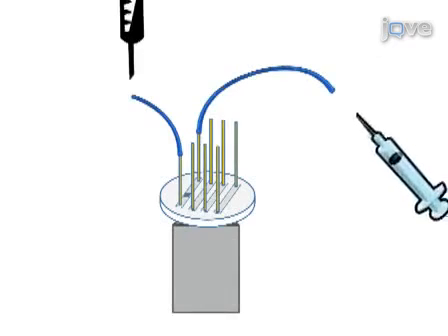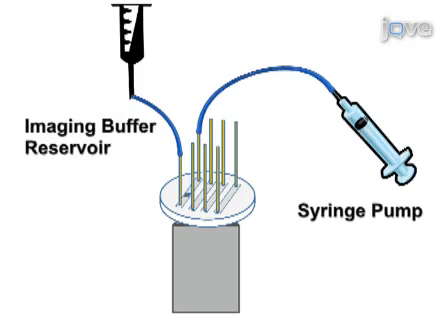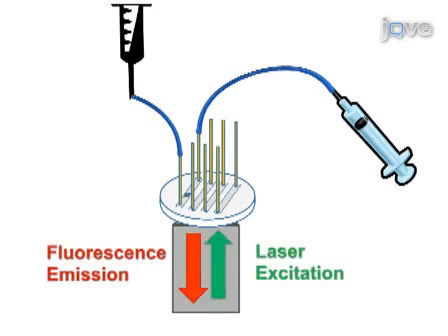An imaging buffer, designed to maximize the lifetime, stability, and intensity of the fluorophores, is flowed through the chamber at a constant rate throughout the entire acquisition period.